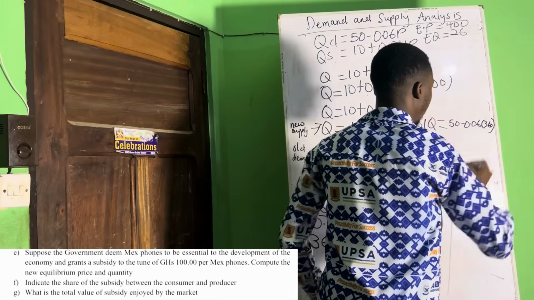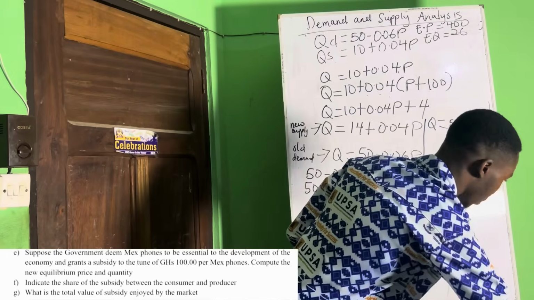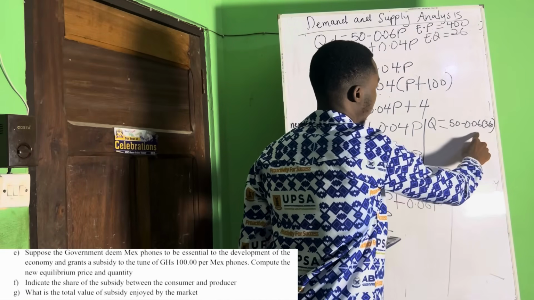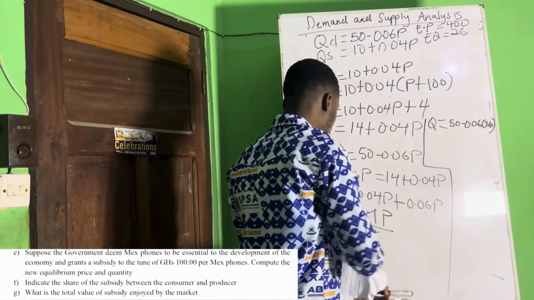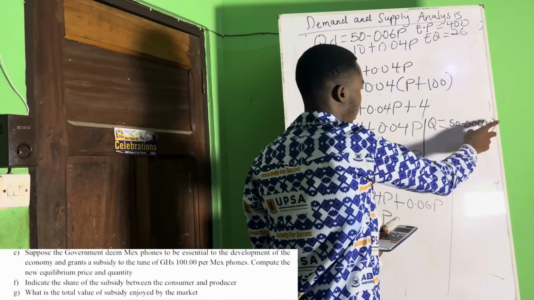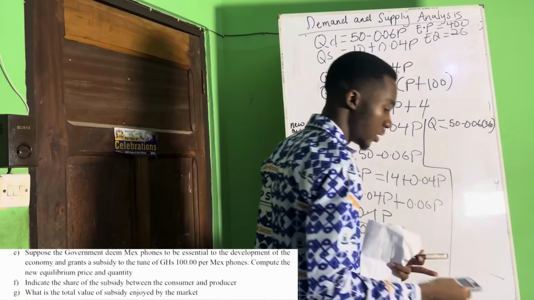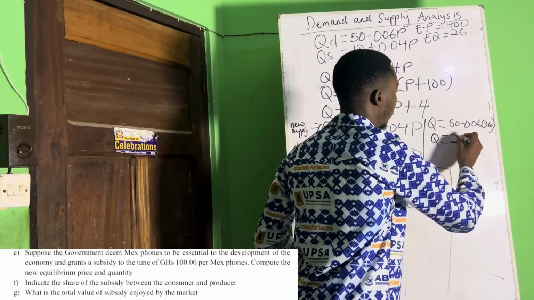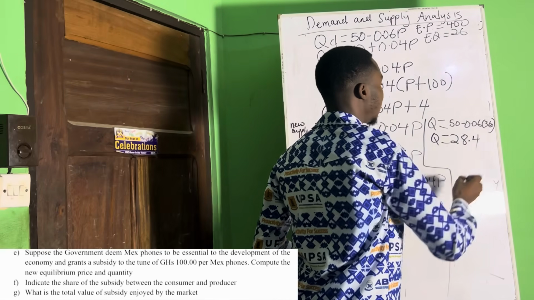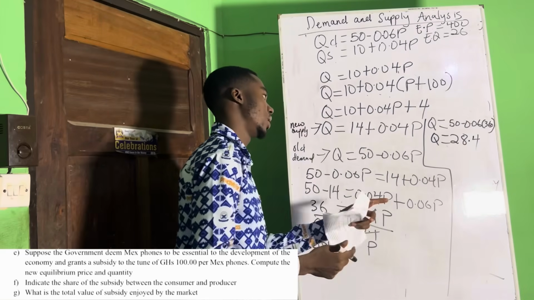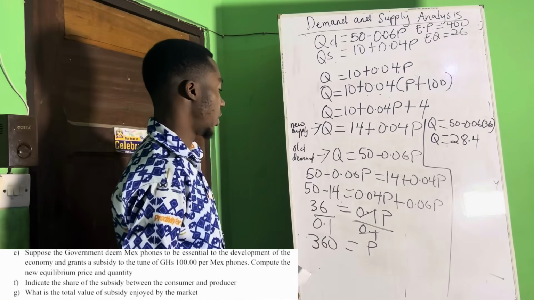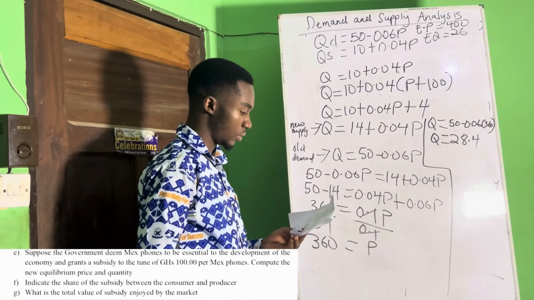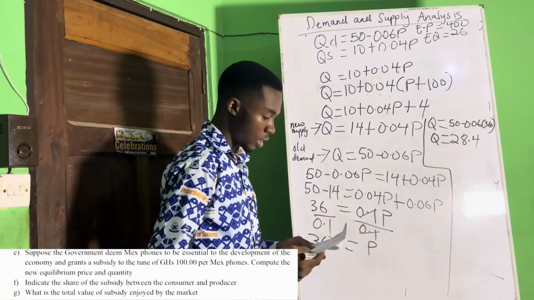360. You get it. So let's do it on the calculator. So when we solve this on the calculator, 50 minus 0.06, then times the P, which is 360. So 50 minus 0.06 into brackets 360, we are getting 28.4. So our new equilibrium quantity after the subsidy has been introduced is 28.4. And our new equilibrium price after the subsidy has been introduced is 360. Do you get it? So we are done with the E because that's what it was asking us for. Now let's move on to the F.